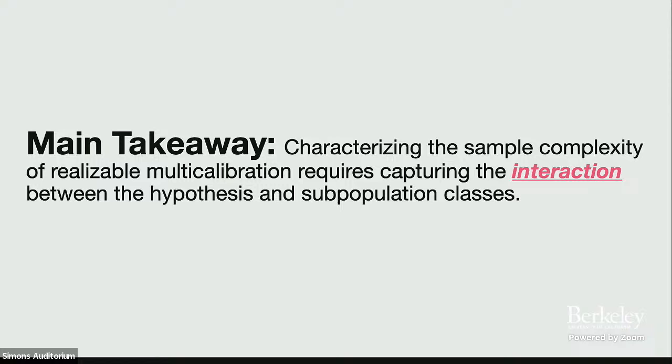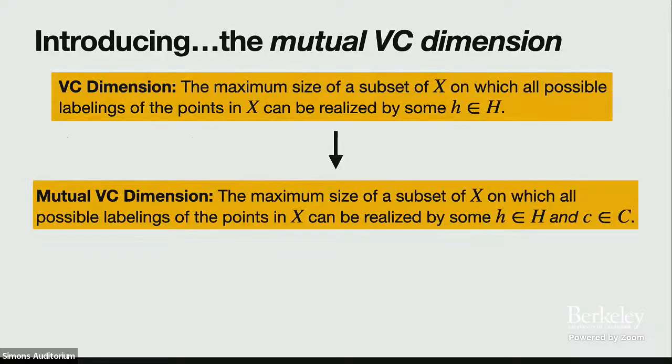and then how that interaction is going to affect what the sample complexity actually is. And so it turns out that the quantity we need is a somewhat natural extension of VC dimension. This is something we call the mutual VC dimension.